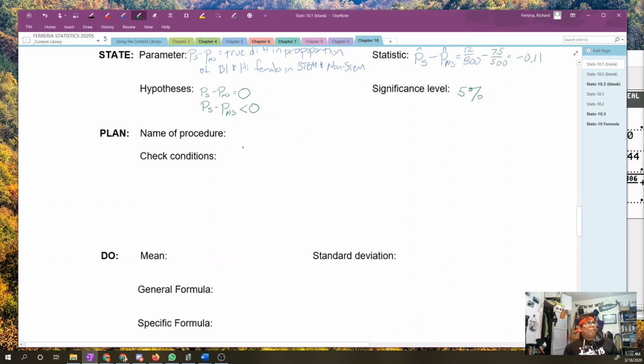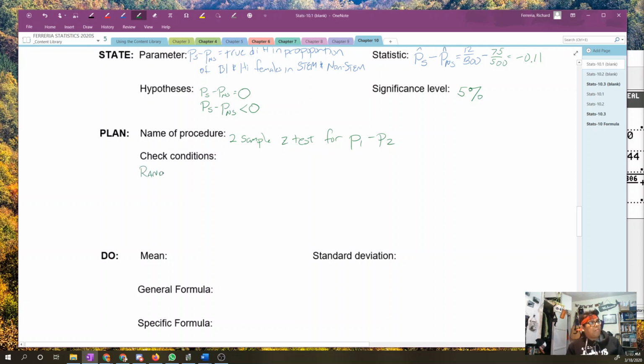Let's do the name of this procedure. This name is a 2-sample z-test for P1 minus P2. Okay. Basically just like yesterday, except for instead of an interval, we're doing a test. Okay, let's check our conditions.